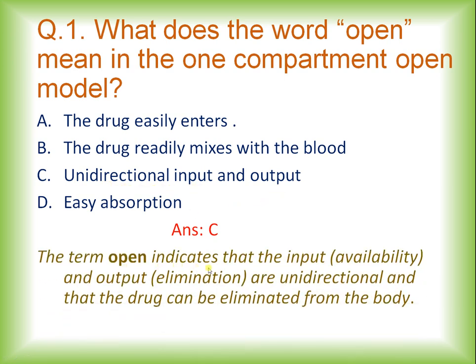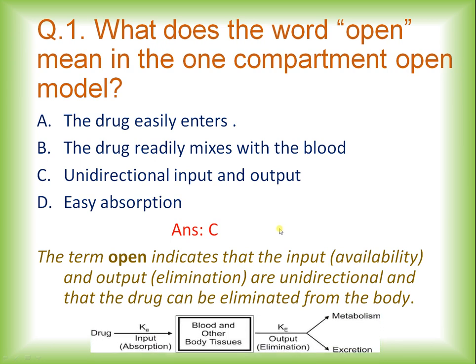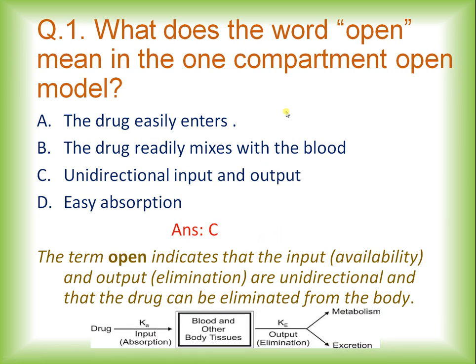Now the term open indicates that the input, which means the availability, and the output, that is elimination, are unidirectional and that the drug can be eliminated from the body. With the help of this diagram, you can see the word open in one compartment open model indicates that the input, that is the availability, meaning the absorption, and the output, that is elimination, over here.